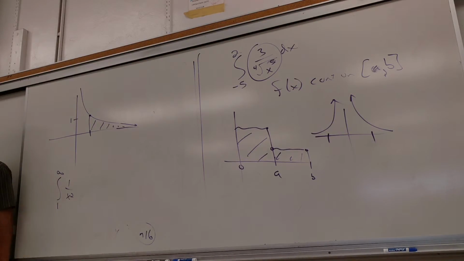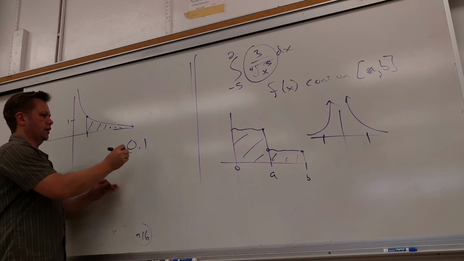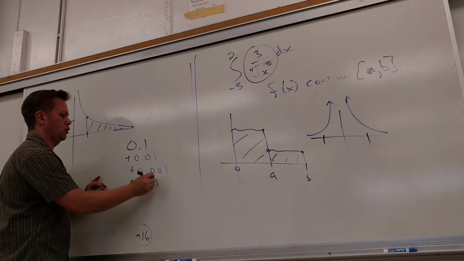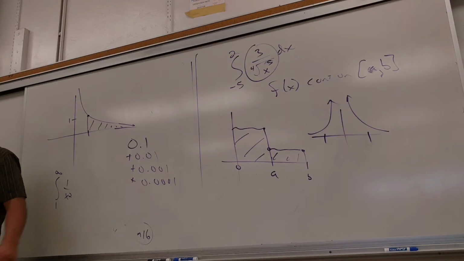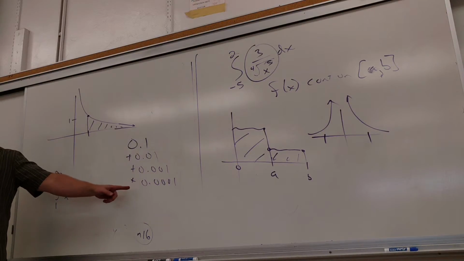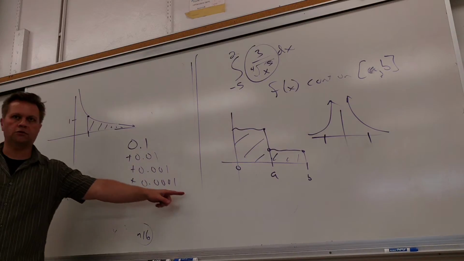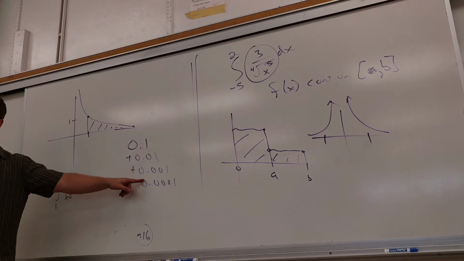Let me give you a quick example of why. You ready? Let's say I start with 0.1, and then I add 0.01, and then I add 0.001, and then I add 0.0001, and I do that forever to infinity. Is that going to sum up to infinity? No. In fact, it's going to sum up to 1/9. It's going to be 0.11111. Do you understand this?